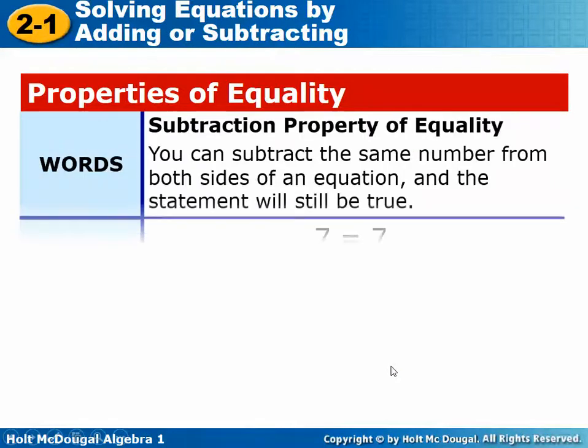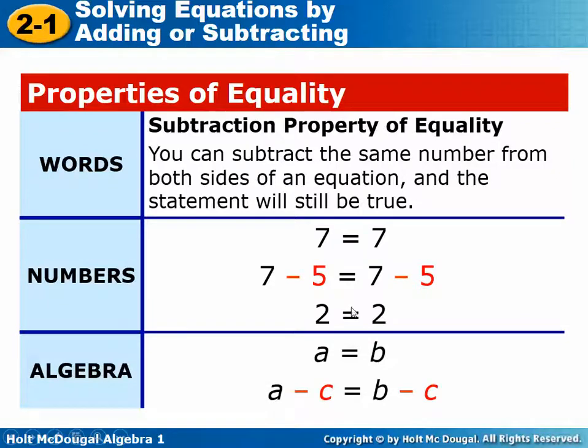There's also a subtraction property of equality that says that we can subtract the same number from both sides of an equation and the statement will be true. When I say both sides, I mean the left side of the equal sign and the right side of the equal sign.